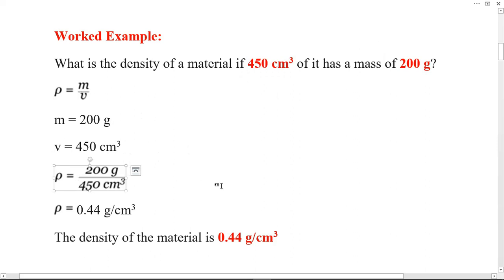We'll put the values, and if you use a calculator to solve this question, you'll find this is the answer. And what is the unit? The unit is gram per centimeter cube. Why? Because mass is given in grams, as you can see here, and volume is given in centimeter cube. What is the answer now? The density of the material is 0.44 grams per cubic centimeter. Got it? I hope you understood this.